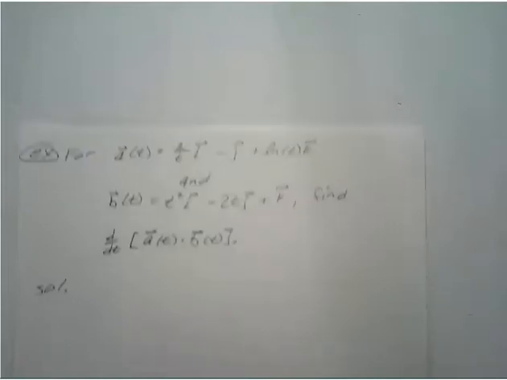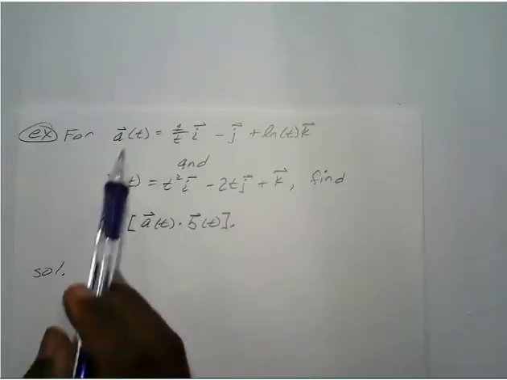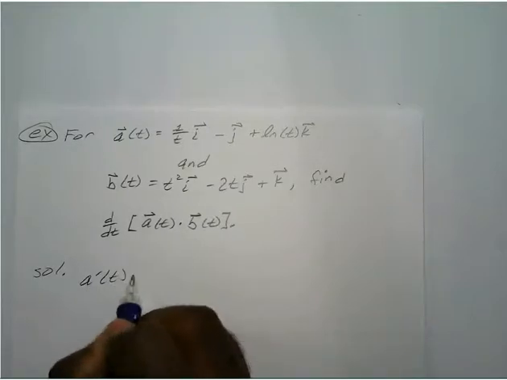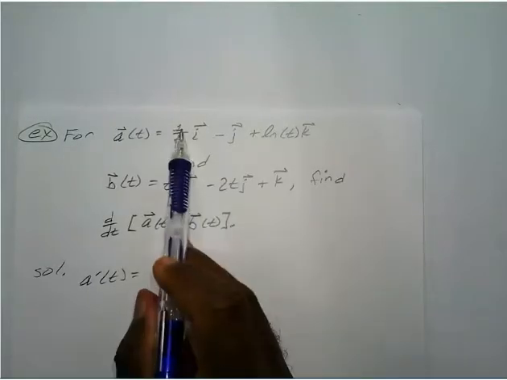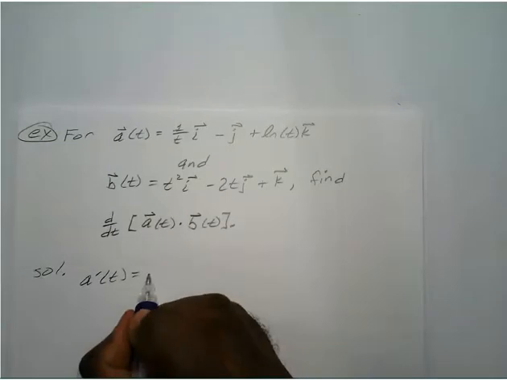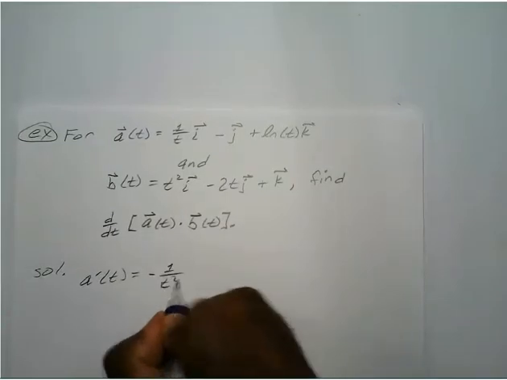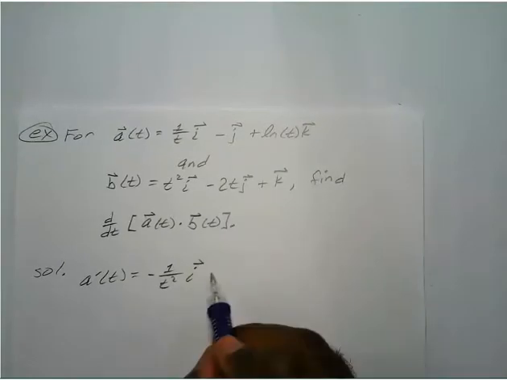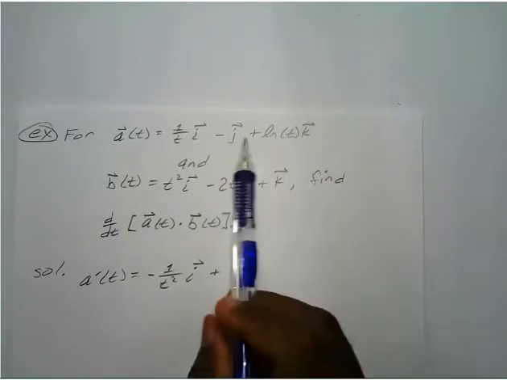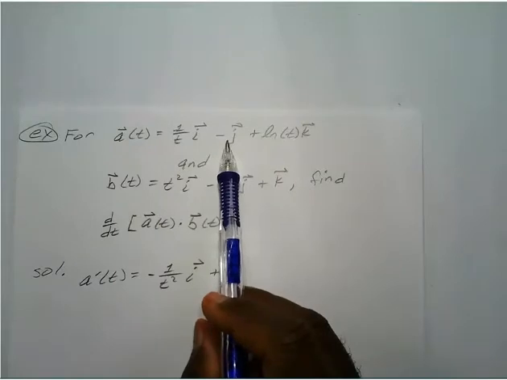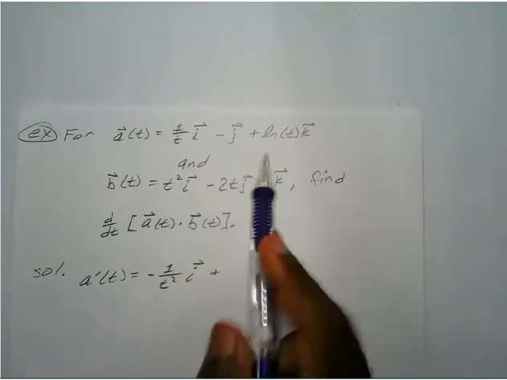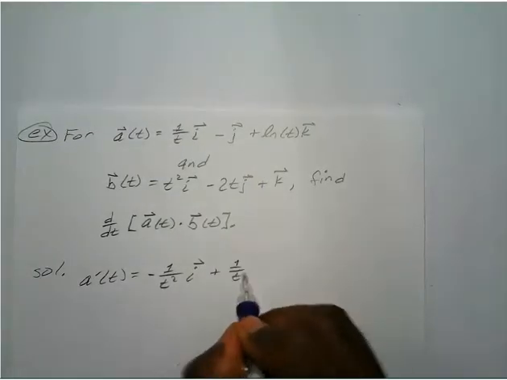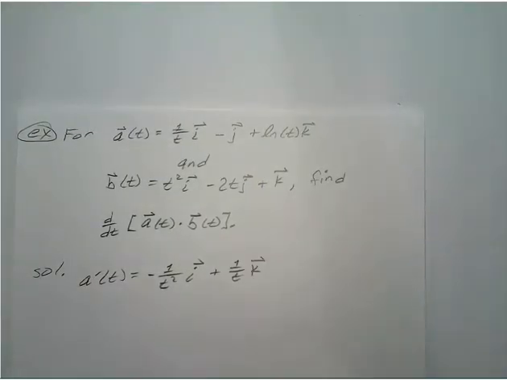All right. So first thing we have to do is find a prime and b prime because we're going to need it at some point. So a prime of t is equal to derivative of 1 over t is negative 1 over t squared, times your i vector, plus derivative of negative 1 is 0, so that j just disappears, plus derivative of natural log of t is 1 over t, times your k vector.